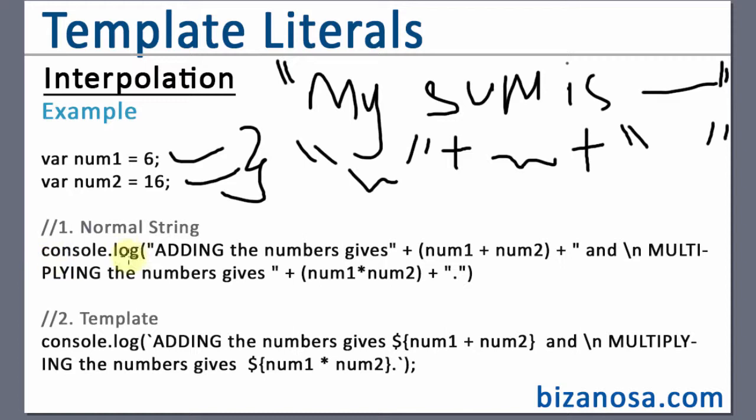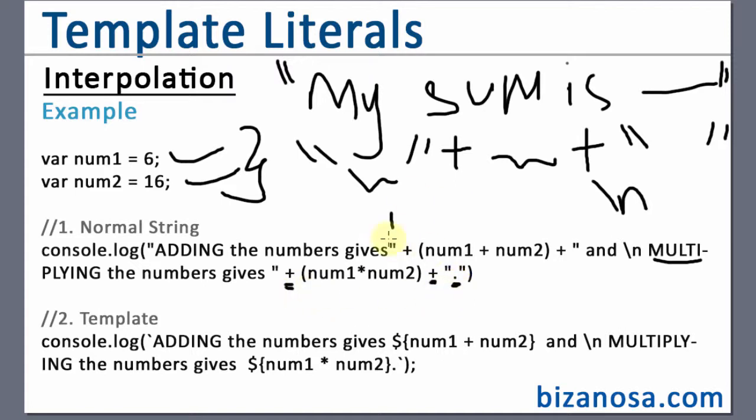So if we do a console.log, maybe for adding the two numbers, you say adding the numbers gives, so you see our string ends there, then we concatenate the sum of the two numbers, and we also want to put this in a new line. This means a new line, so it will take the next thing into a new line. So multiplying the numbers gives, then again another concatenation, and then you join that with a final plus. So you can see this is a lot of work.